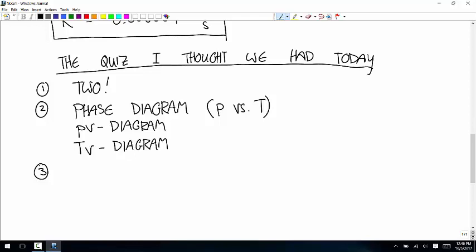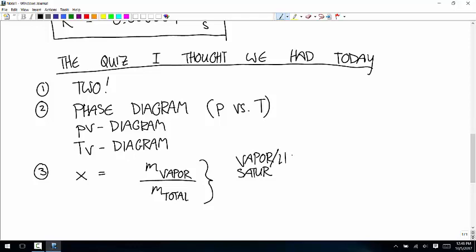Three, what's the definition of quality? Yes, very good. Quality, they call it X, is the mass of the vapor over the mass total. And this only makes sense for substances at the saturation temperature, combinations of vapor and liquid at the saturation temperature and pressure.